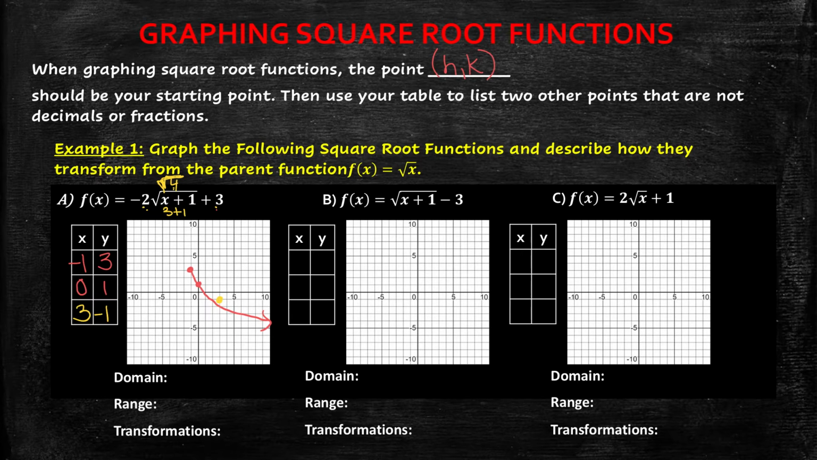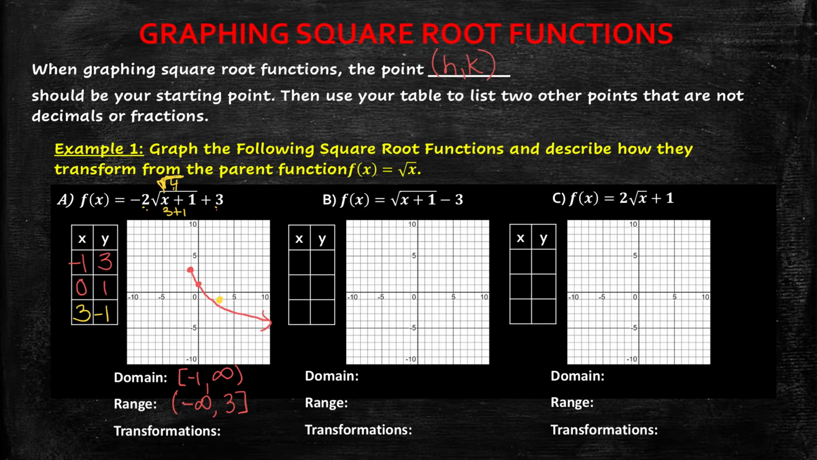Now, what's the domain? Well, the domain, the least value, is at -1, so it's -1, and it does go to the right, so it's going to be positive infinity, right? Because it's going to go on forever. Now my range, what is the y value of this starting point? The y value is 3, and that's going to be my highest point. So it's going to go from -infinity to 3.